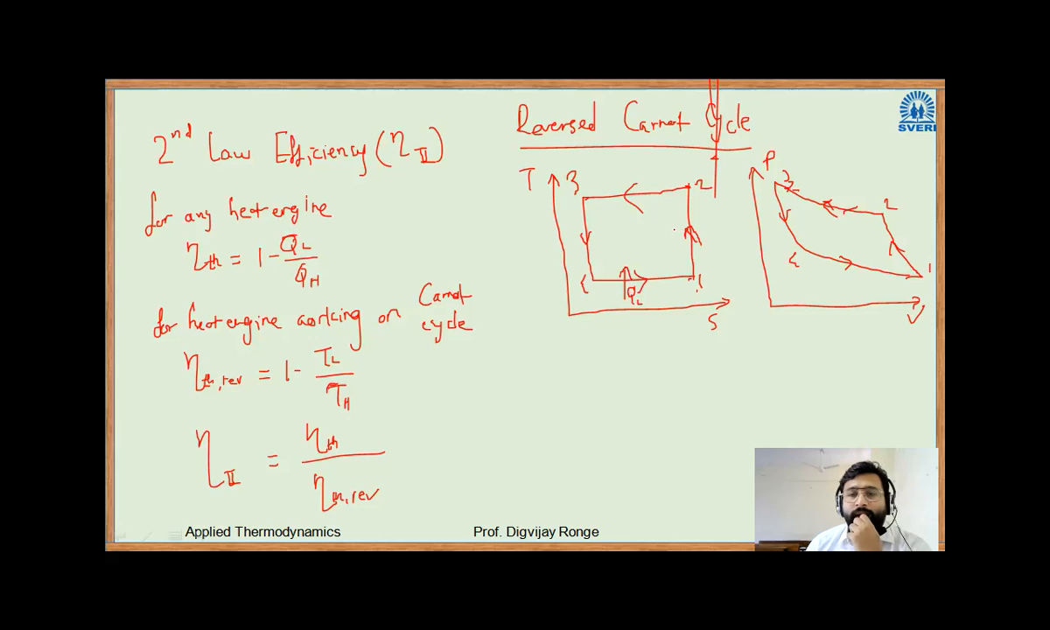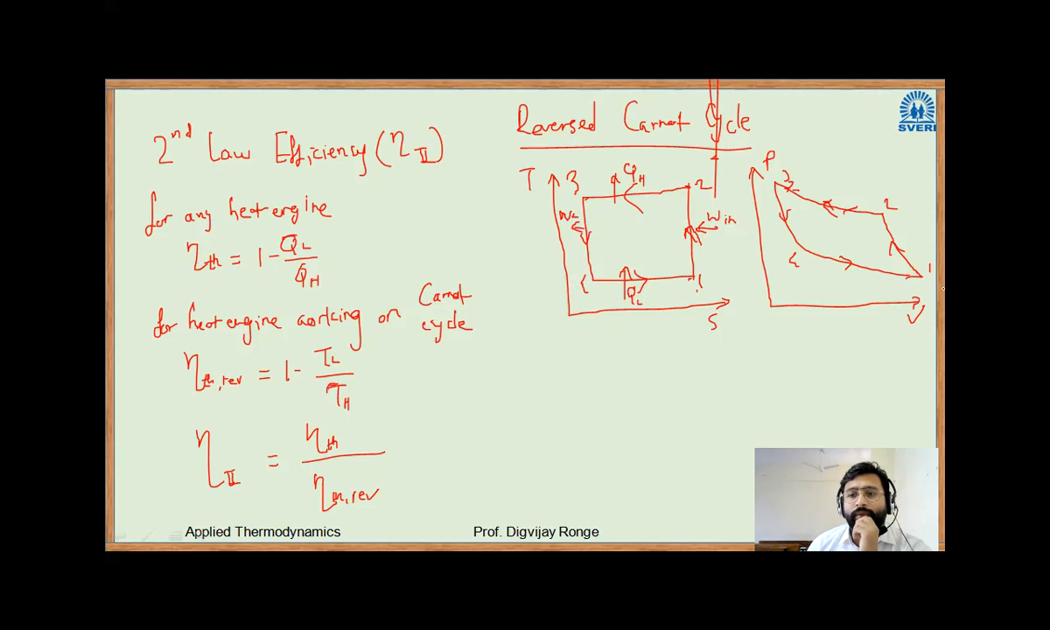1 to 2 is an isentropic compression, so it needs some work input. 2 to 3 is the isothermal heat rejection process, so it will reject some heat into the atmosphere, QH. And 3 to 4 is an isentropic expansion process, so that means it will do some work, or some work will be lost. Work is lost in the 3 to 4 process.